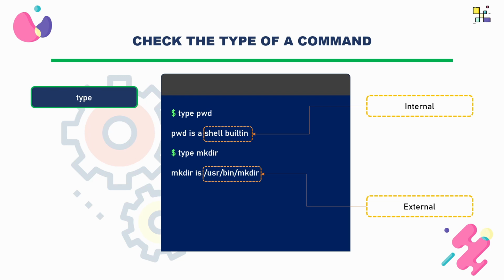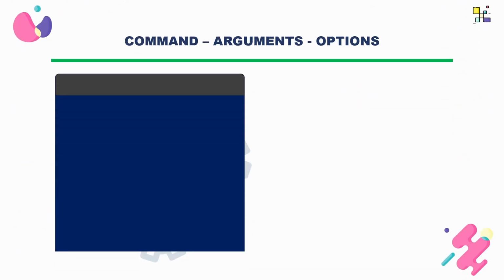In Linux, when you execute a command from the terminal, it typically consists of three main parts: the command itself, a set of arguments, and some options. Understanding the difference between these components is very important for effectively using the command line interface.